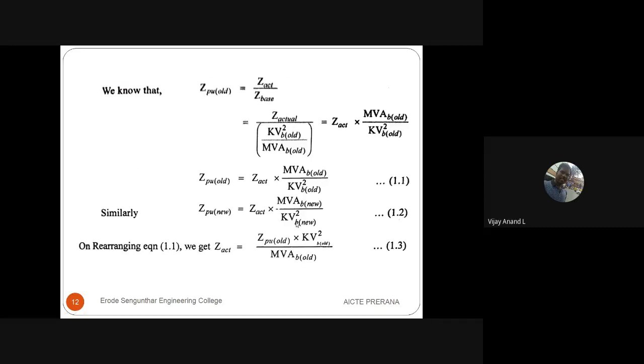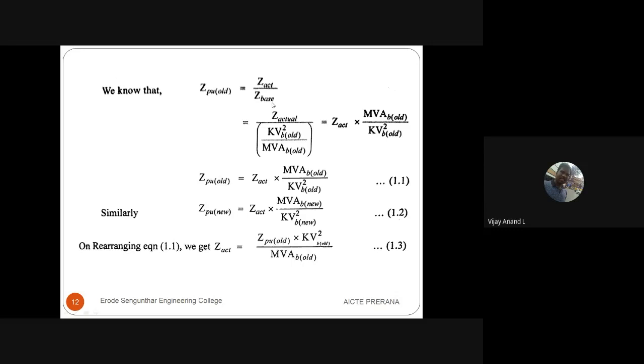We know that Z per unit old is nothing but actual by base, that is Z actual divided by Z base. Now we are substituting the Z base value, that is Z base is nothing but KVB square divided by MVA.